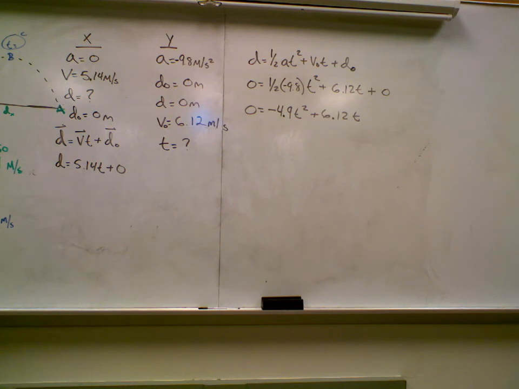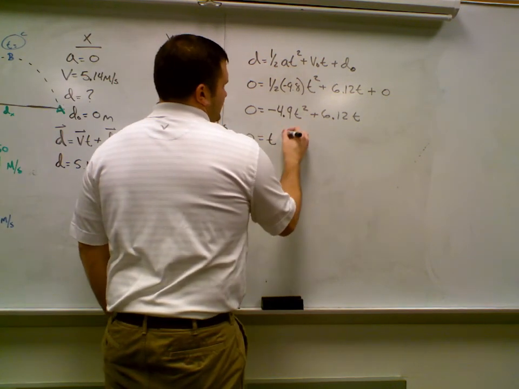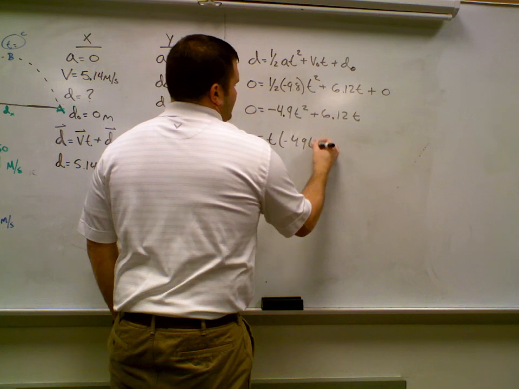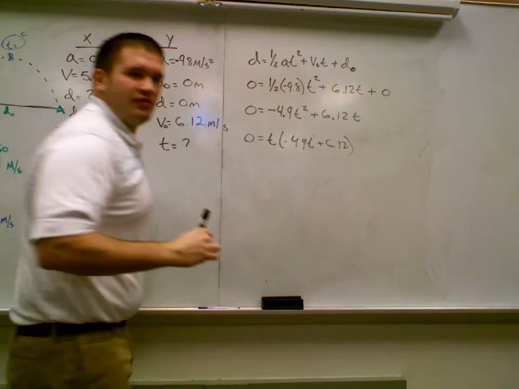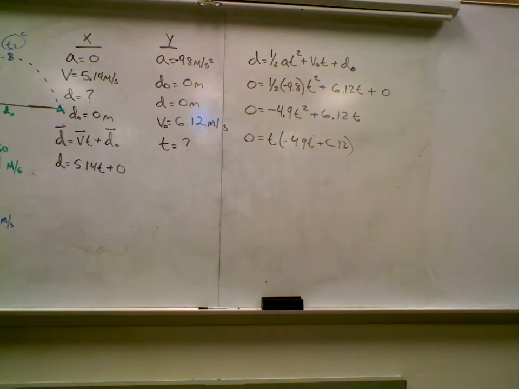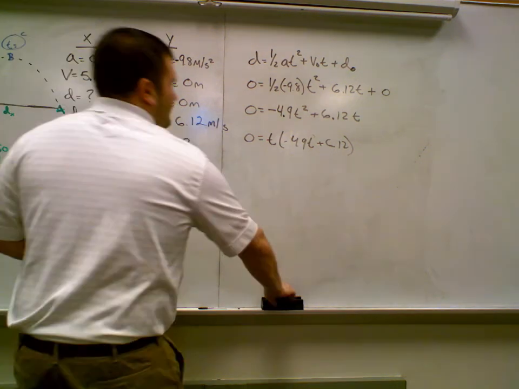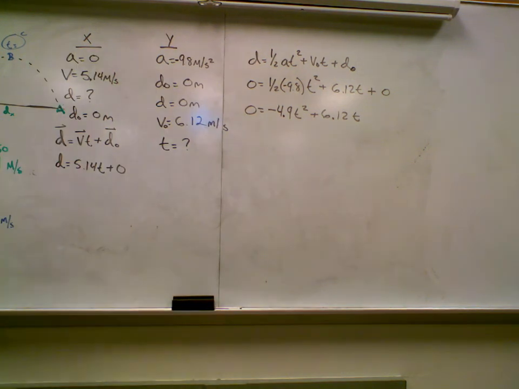Okay? Let's find the other one. So what should we do? We could factor, right? That's one route you could take. If you factor, you'd end up with this: 0 equals t times negative 4.9 t plus 6.12, right? Set the factors equal to 0, find your answer. Works just fine. Okay? We all might not be at the factoring stage yet, so let's do this without factoring.